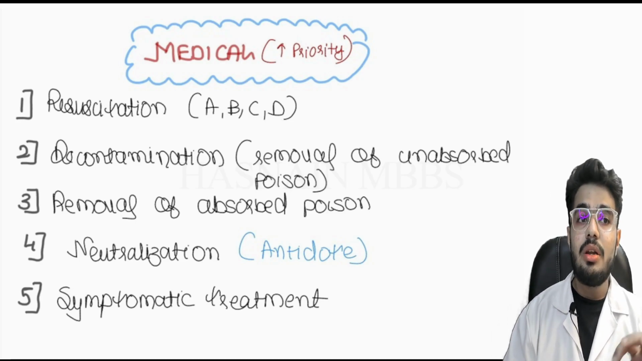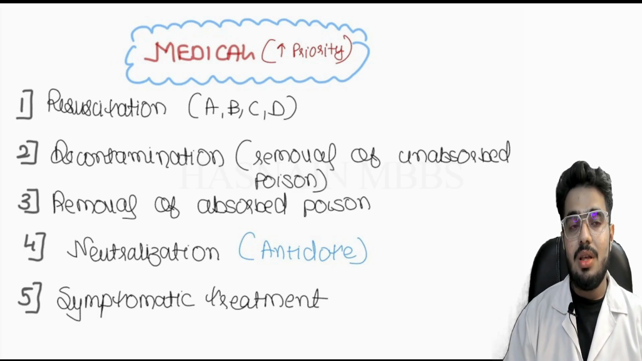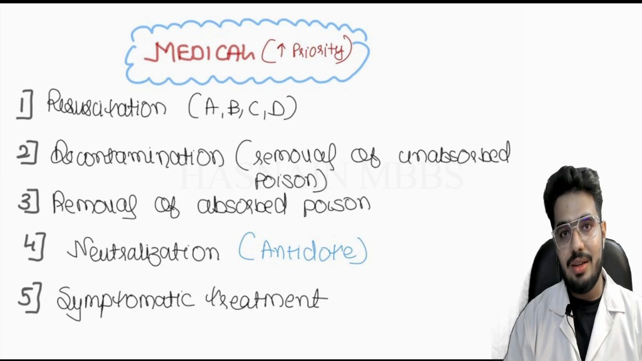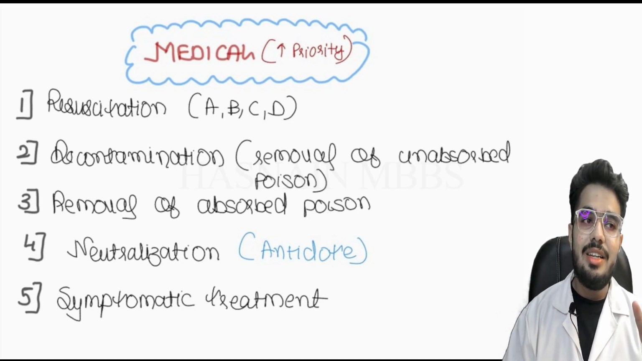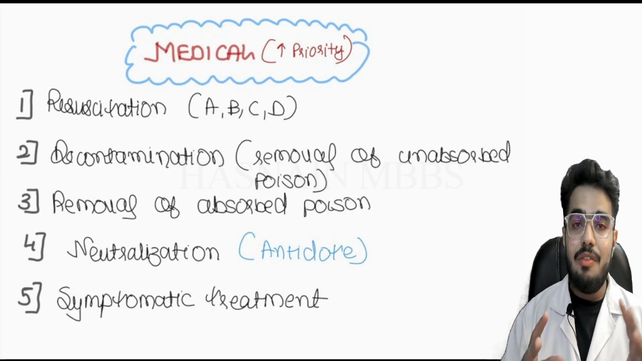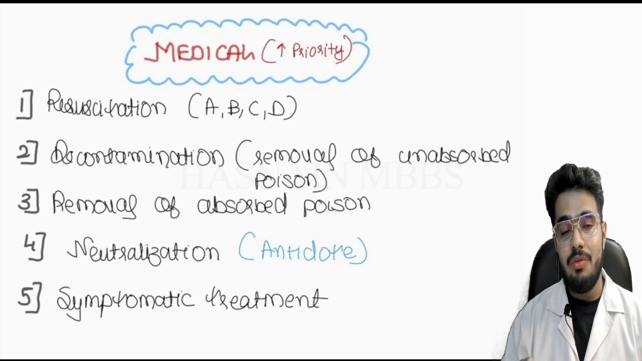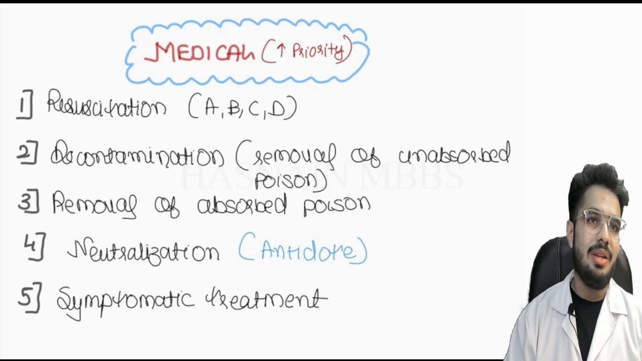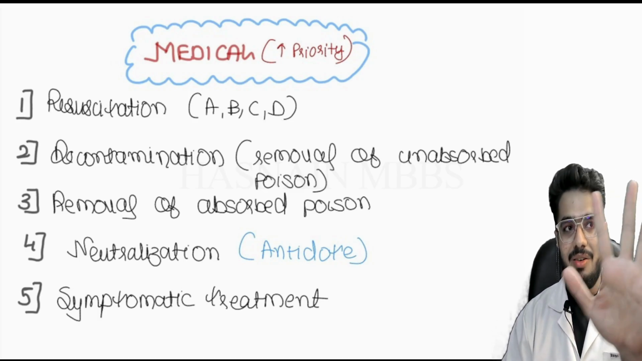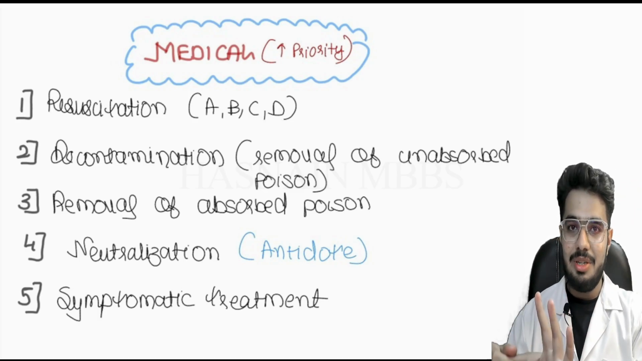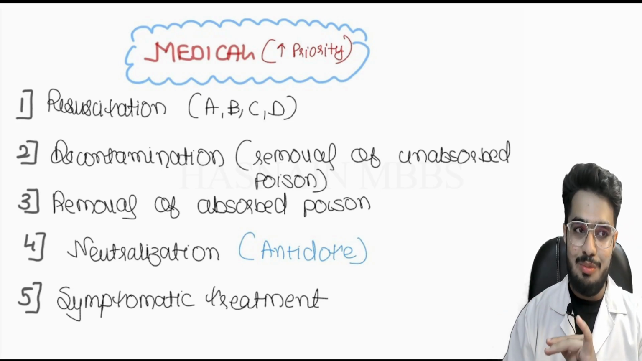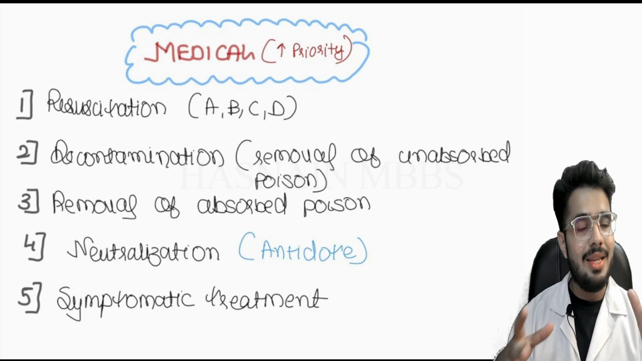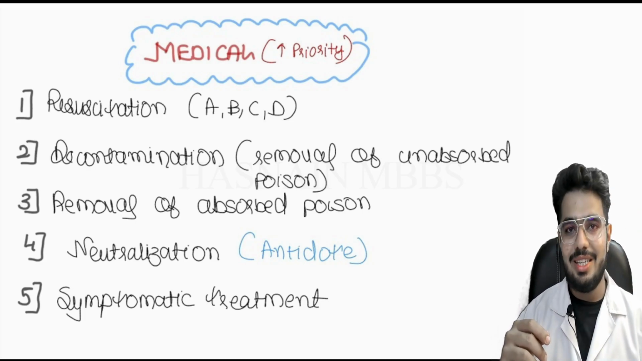Thirdly is to remove the absorbed poison. Absorbed poison can be removed through various methods we will learn in a further lecture. And fourth is the neutralization. If a poison has already been absorbed, we have to neutralize it, we have to counteract it. And fifth is the symptomatic treatment. So medical duties, we have 5: resuscitation, decontamination, removal of the absorbed poison, neutralization with the antidote, and symptomatic treatment. This is the care of the patient. Medical duty is to take care, and this is how we're going to take care.